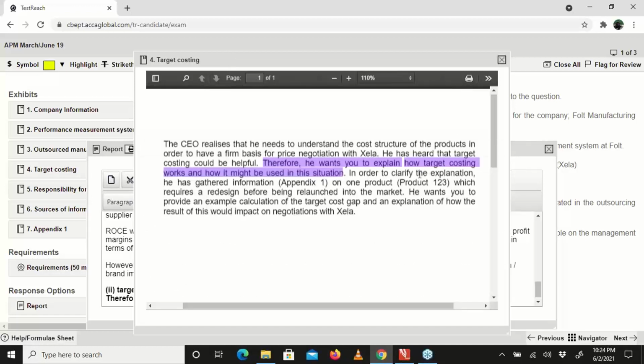In order to clarify the explanation, he has gathered information on one product which requires a redesign before being relaunched onto the market. He wants you to provide an example, a calculation of the target cost gap, and an explanation of how the result of this would impact on negotiation with Zela.